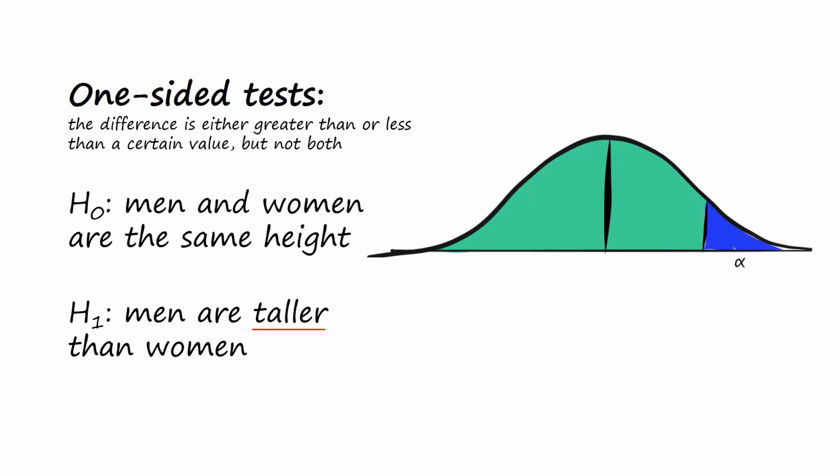In the middle is the null hypothesis, that men and women are the same height. On the right-hand side, the blue shaded area represents where the p-value needs to fall for the alternative hypothesis to be true, that is, men are taller than women. If we had set our significance level to 0.05, the blue shaded region would represent 5%.